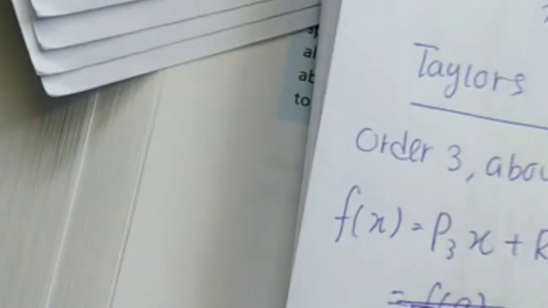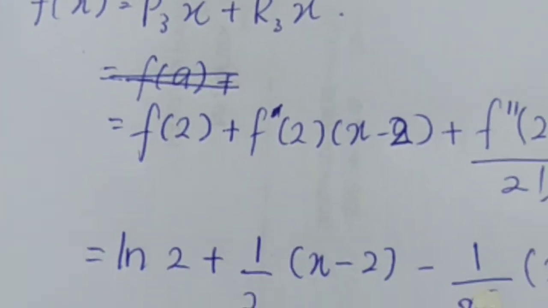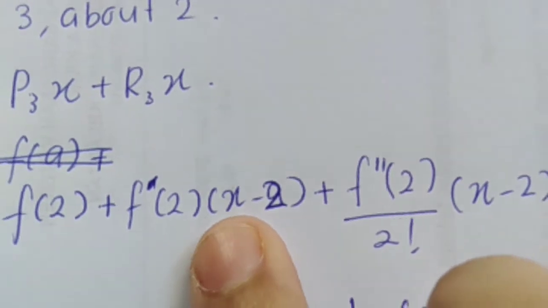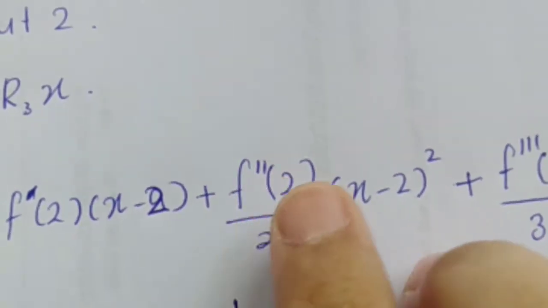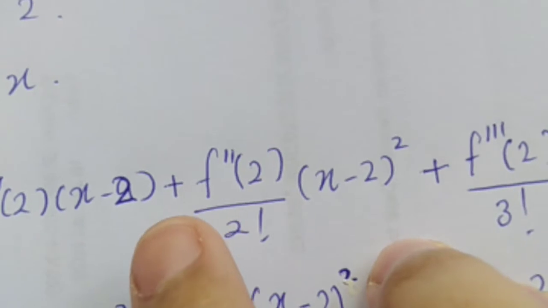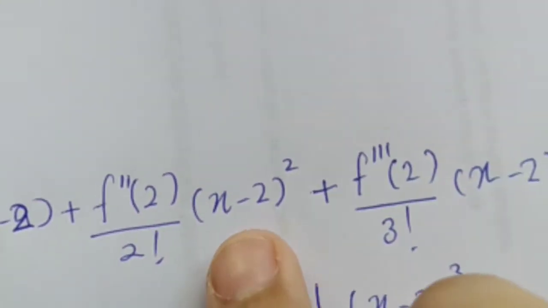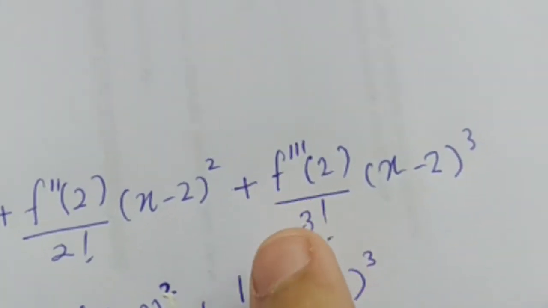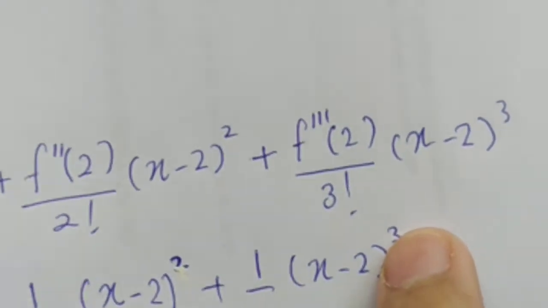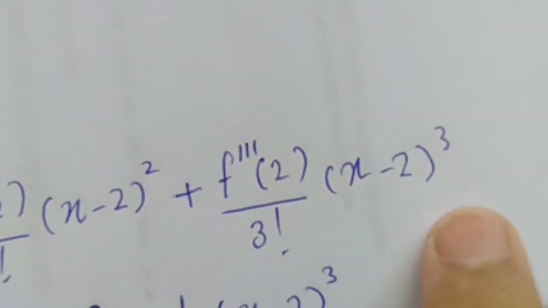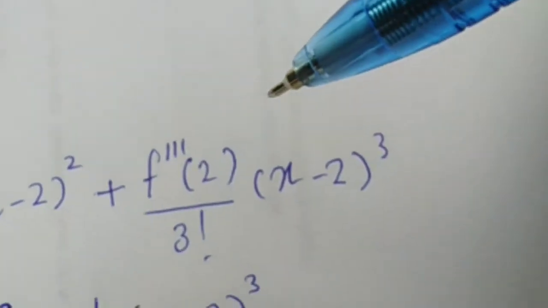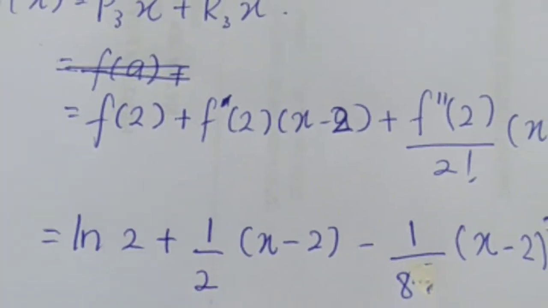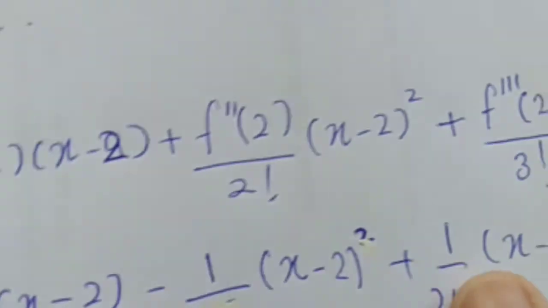Alright, so for the Taylor's polynomial, we will have f(2) plus f prime(2) times (x minus 2) plus f double prime(2) over 2 factorial times (x minus 2) squared, and we have to sum it up with the remainder also. It is f triple prime(c) over 3 factorial times (x minus 2) to the power 3. So we will have this polynomial of order 3, and this is the remainder.